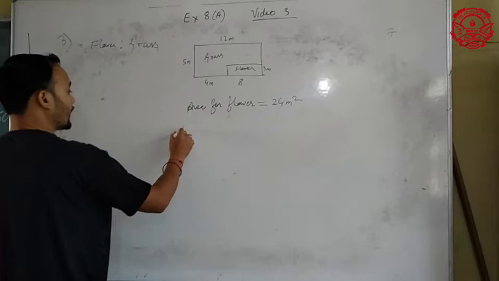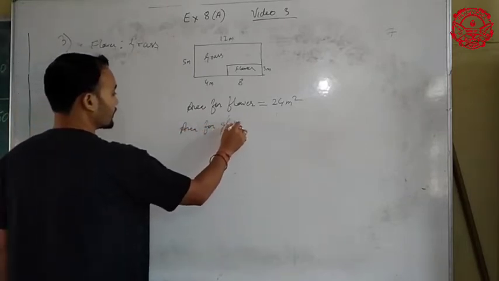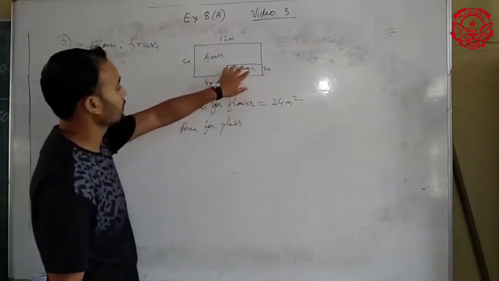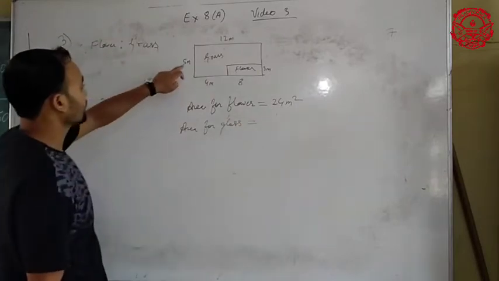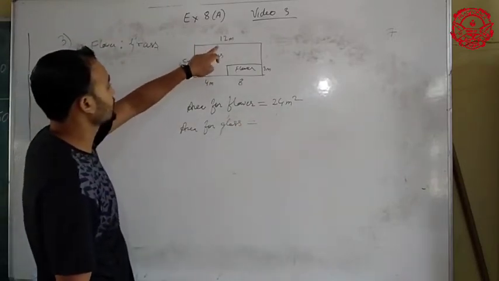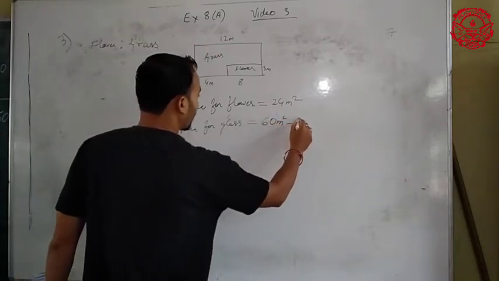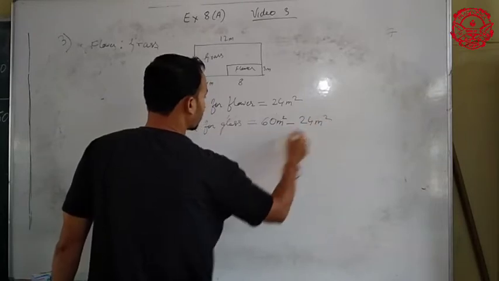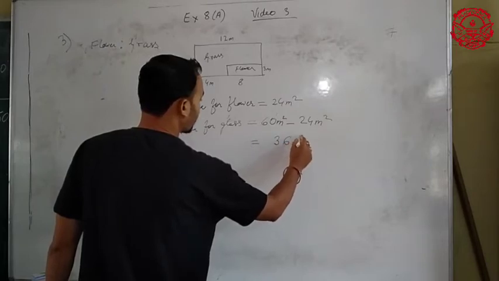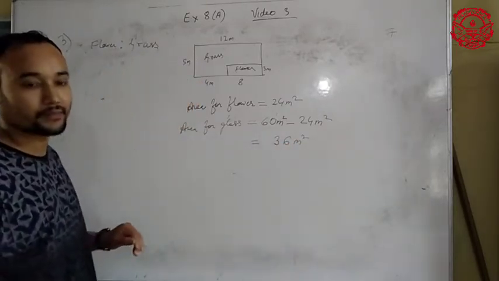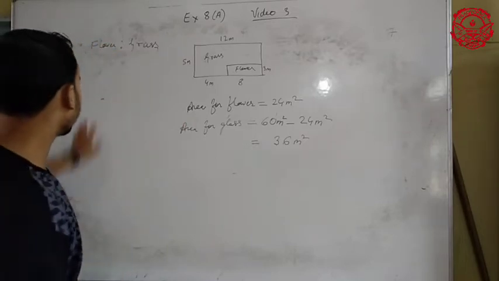Fine. Area for grass, how much? You subtract this part from the entire rectangular plot. What will be the area of the rectangular plot? Length is 12, breadth is 5, 12 times 5 is 60. 60 meters square minus 24 meters square. Fine. Right, 36 meters square is reserved for grass. Now we simply have to find the ratio of flower and grass.